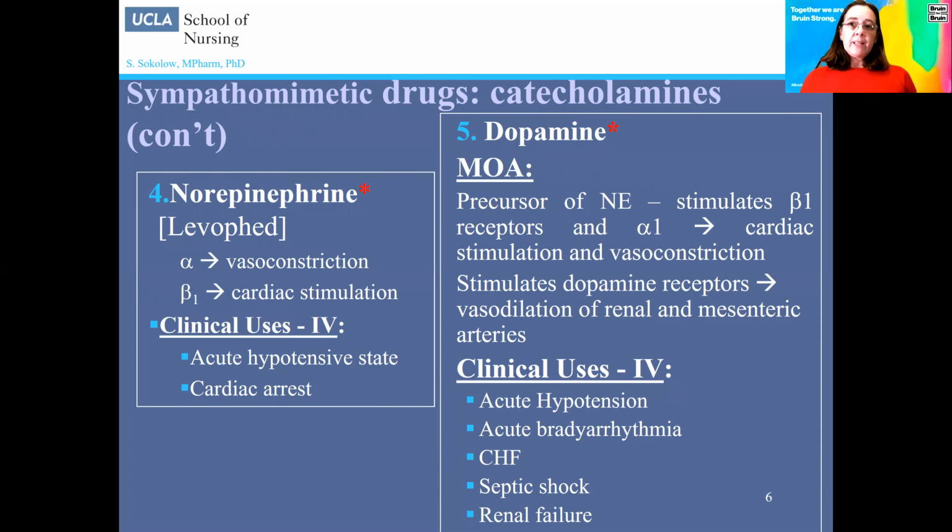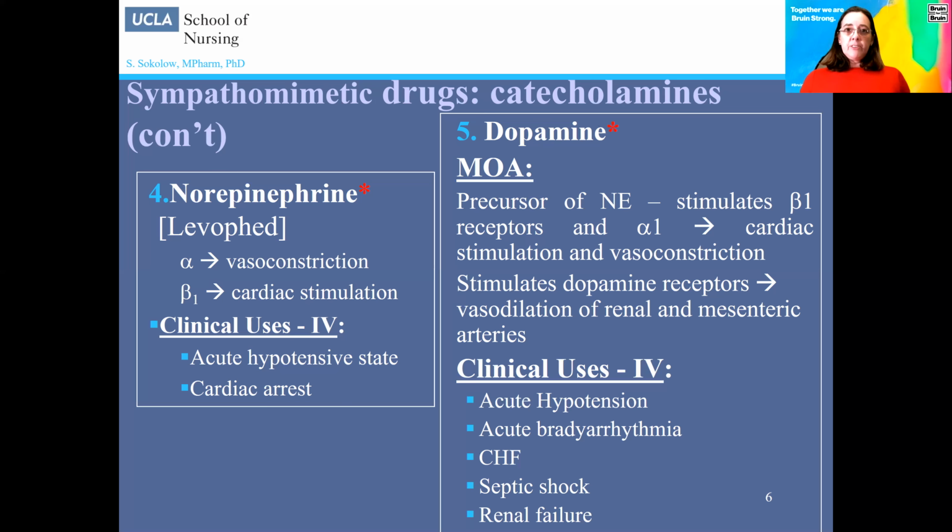Now, more catecholamines: norepinephrine. It's a derivative of epinephrine, but that one, if you remember, only binds to the alpha and beta 1 receptor, not the beta 2. So it's more specific to the cardiovascular system. On the alpha 1 receptors, it will cause vasoconstriction. On the beta 1, cardiostimulation. So these are used again in acute hypotensive state and cardiac arrest.